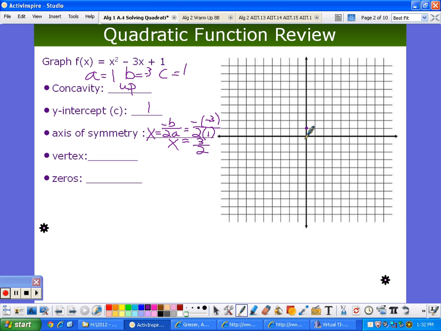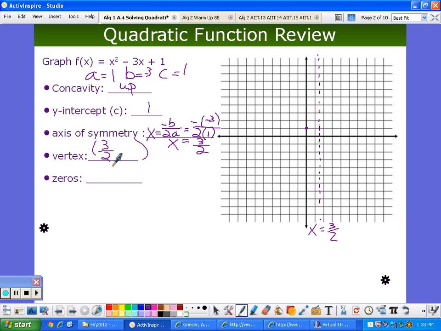So I'm going to estimate where that is. Right in between x equals 1 and 2, I put in my axis of symmetry line, x equals 3/2. Then I want to find the vertex. The vertex is always on the axis of symmetry, so my x is 3/2.